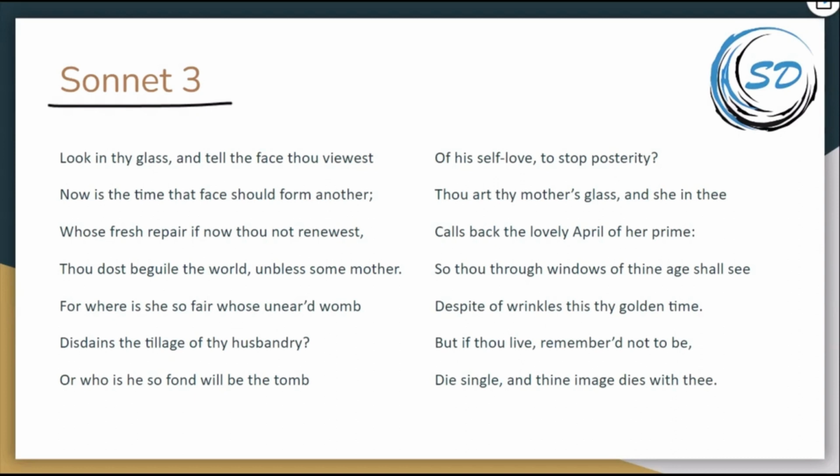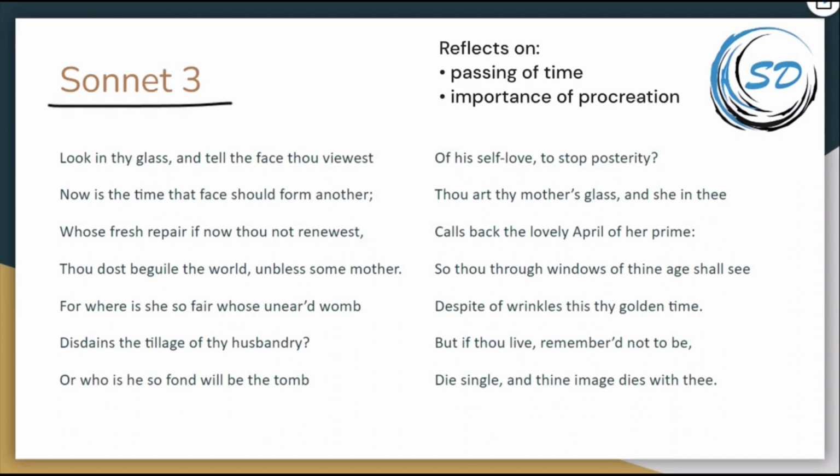Thou art thy mother's glass and she in thee calls back the lovely April of her prime, so thou through windows of thine age shalt see, despite of wrinkles, this thy golden time. But if thou live, remembered not to be, die single and thine image dies with thee.